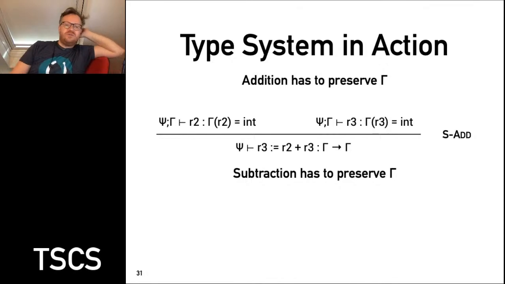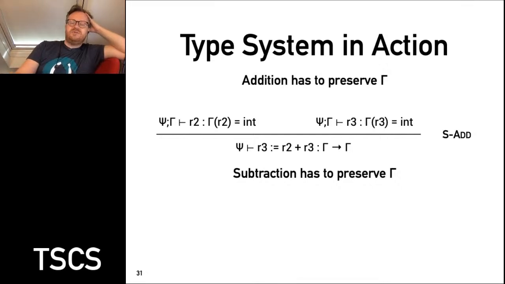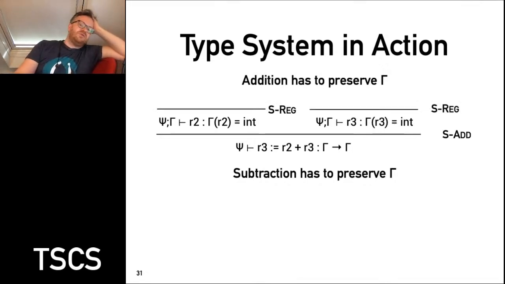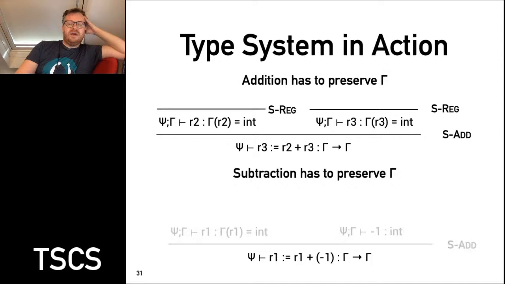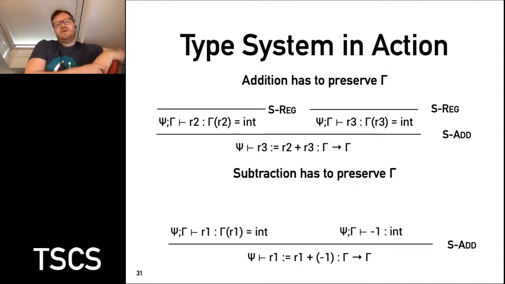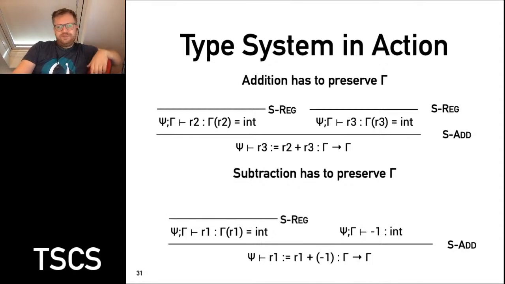Let's use the sadd rule and say, okay, R2 must be an int, this is given, and R3 must also be an int, this is given. By the sreg rule, we know that this is true when we look it up at gamma. And for the subtraction that we have here, this should also be the case, and we check that -1 is an integer and that R1 in gamma is also an integer. We need to use sreg again, and then we're good. Okay.